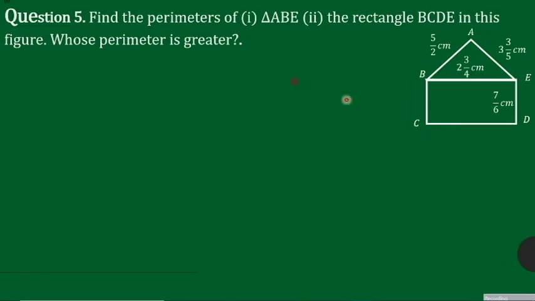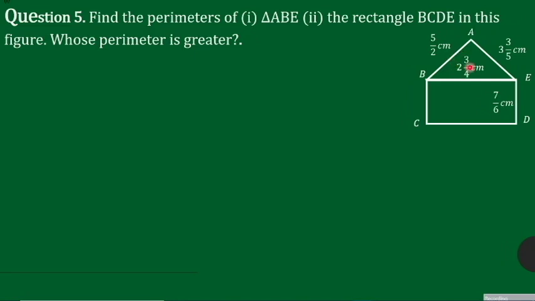Before starting anything, first you should know the meaning of perimeter and how we will calculate it. Perimeter is the sum of all the boundaries, or you can say the total length of any figure. I repeat, perimeter is the total length of any figure. How do you calculate the total length? By doing addition of all the sides.